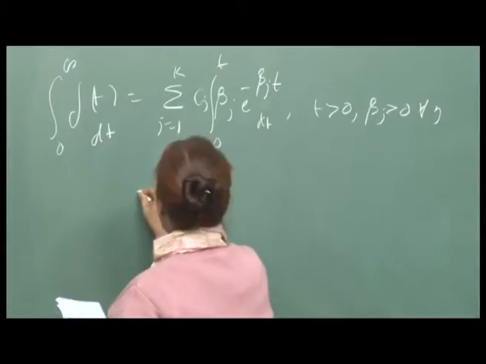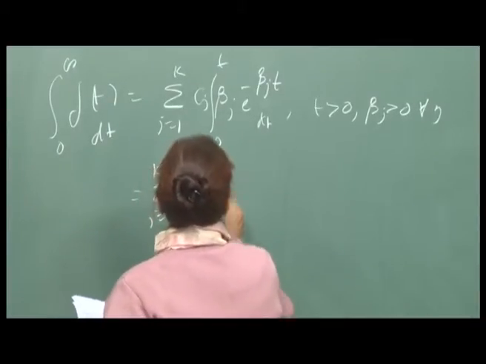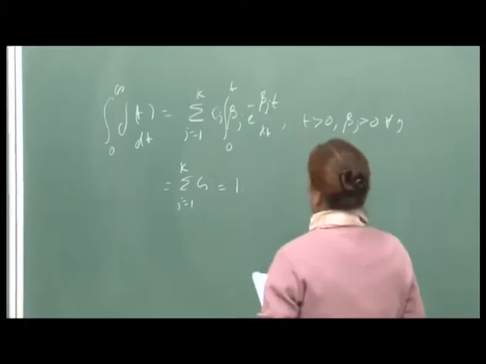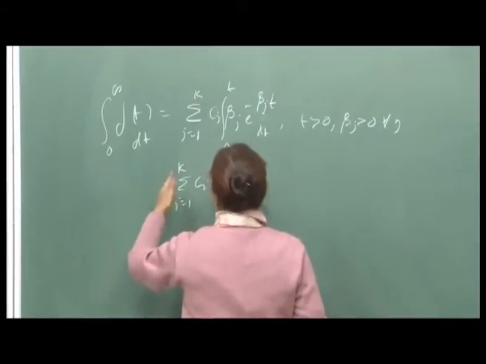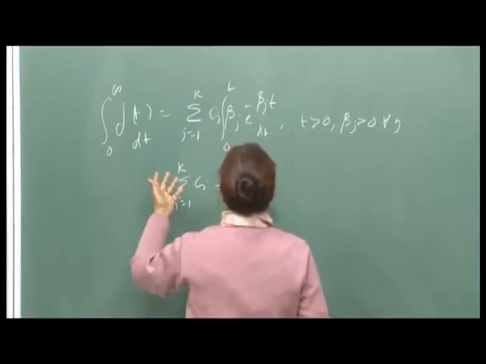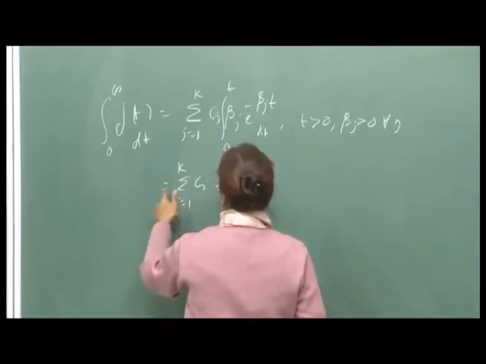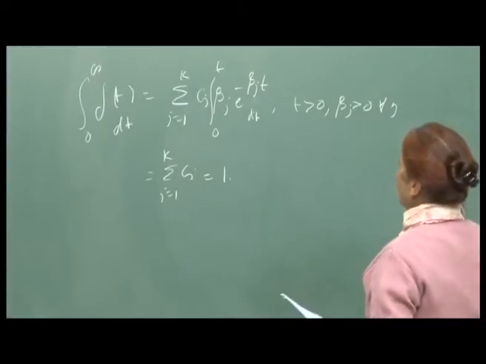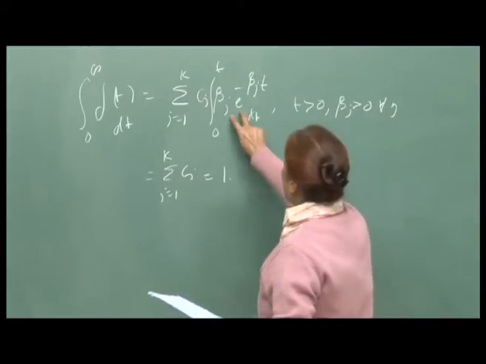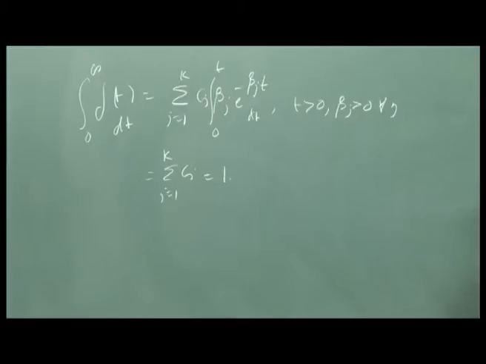So, this whole thing will add up to sigma C j, j varying from 1 to k. This is the condition, and of course, C j's have to be non-negative. Actually it is a linear combination, so to be on the safe side I say that C j's be non-negative and they add up to 1. In that case, this becomes a convex combination of all these different exponential laws, and so this is also again a PDF.